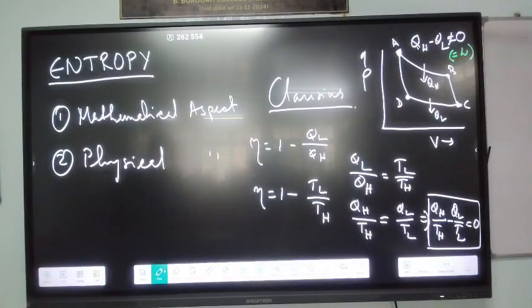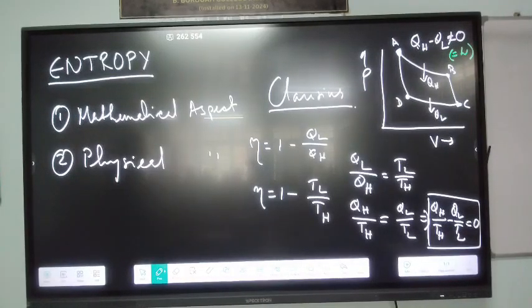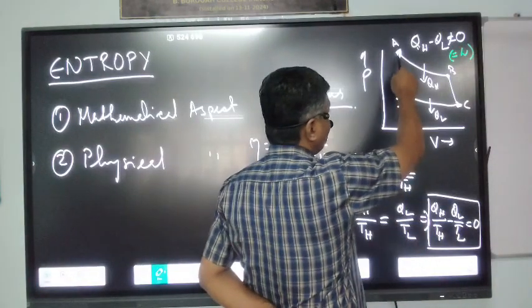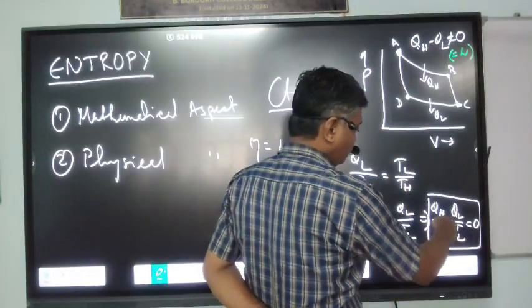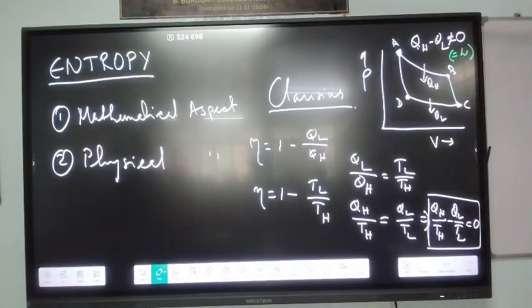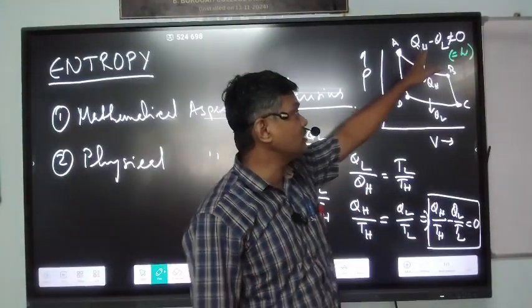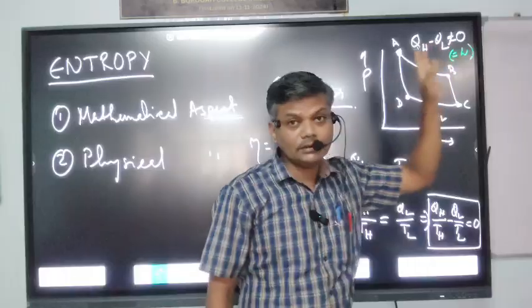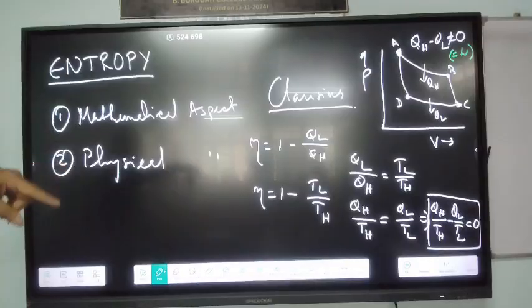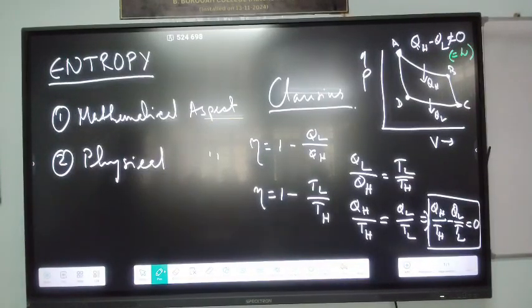So what Clausius concluded is that this QH by TH has the property of a state function, because if I start from here and come back during this one cycle, QH by TH is equal to QL by TL. So that property, that parameter, does not change. QH is not equal to QL, which means heat is not a state function, because I do not get the same amount of heat on returning to the starting point. But if I divide QH by TH and QL by TL, then they are equal.